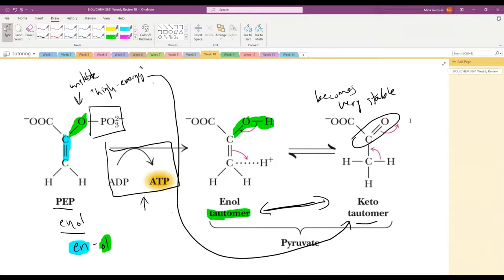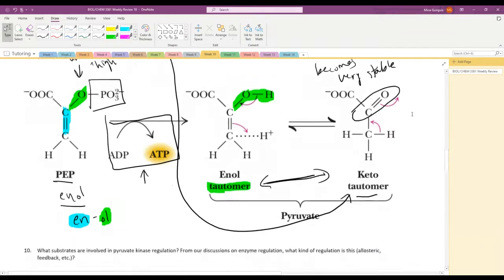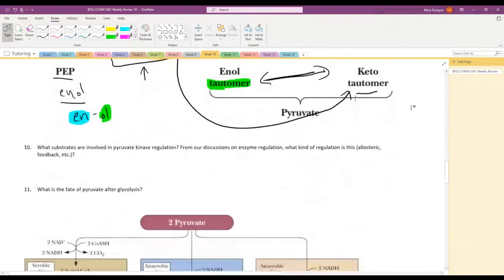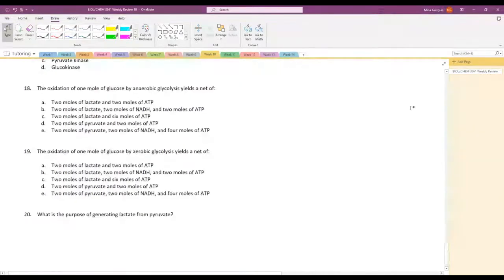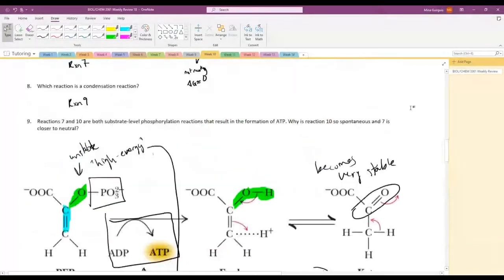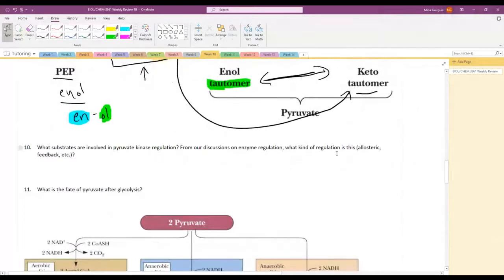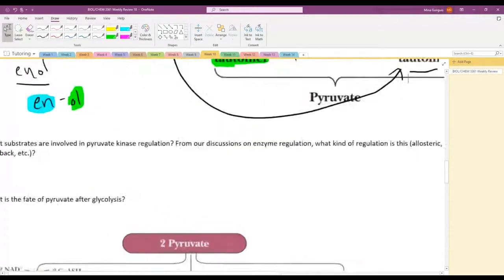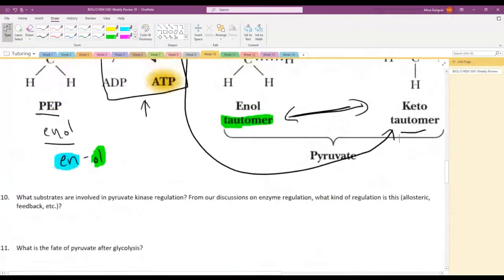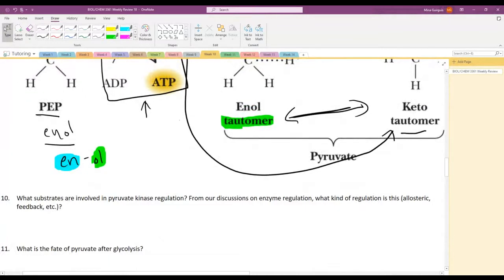All right, so we've talked about most of the mechanism of glycolysis. What comes next, right? We've got a lot of stuff with pyruvate, and I'm actually starting to worry I may not have enough time to answer all of this, but that's okay, we'll make it work. So which substrates are involved in pyruvate kinase regulation? And once again, that same little thing: from our discussions on enzyme regulation, what kind of regulation is this?